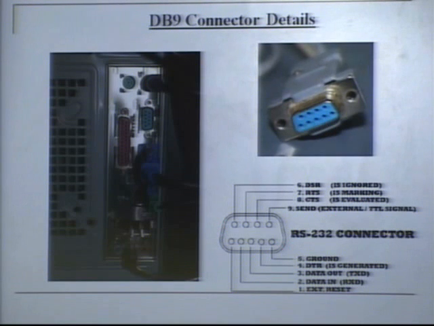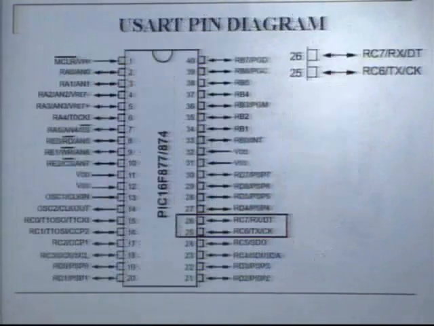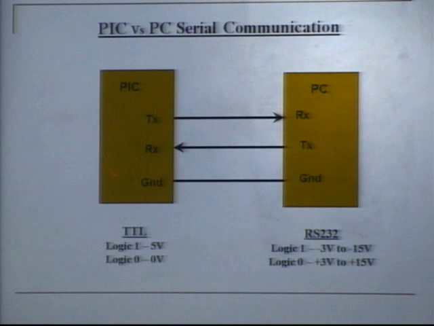So from the PIC, transmit will be connected to receive of the PC, that is pin 2. That we will see here. So this is your PIC, this is your PC, and from the PIC, the transmit pin will be connected to the receive of the PC. From the PC, the transmit pin will be connected to the receive of the PIC. Ground will be common. Why do you need to connect the ground of 2 circuits?